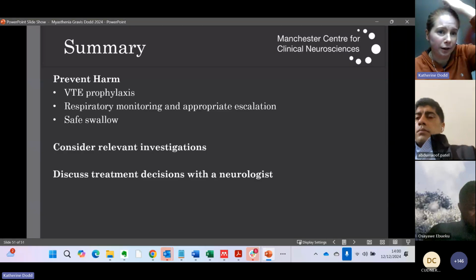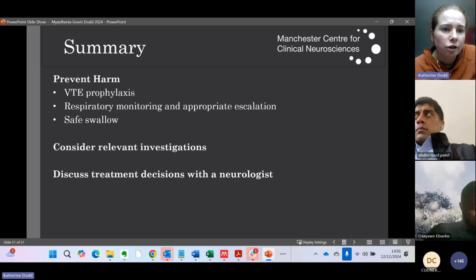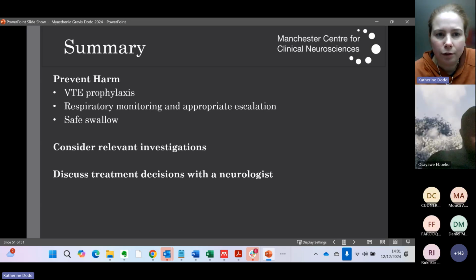So the main thing is to prevent harm. Think about VTE prophylaxis. Think about respiratory monitoring as well as you can do it, and appropriate escalation if you are at all concerned about their respiratory function. Check their swallow and involve SALT if it is not safe. Consider the relevant investigations that we've discussed, and please phone us and ask us if you're not sure how to treat them, or if you're going to treat them at all, really, let us know.